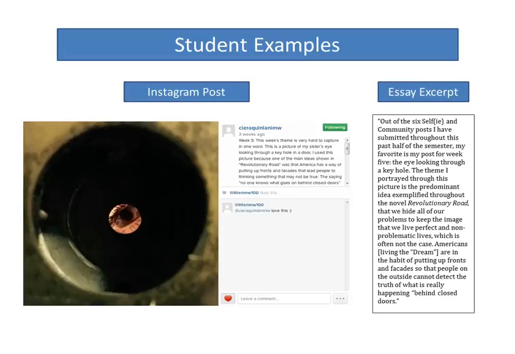The theme I portrayed through this picture is the predominant idea exemplified throughout the novel Revolutionary Road, that we hide all of our problems to keep the image that we live the perfect and non-problematic lives, which is often not the case. Americans living the dream are in the habit of putting up fronts and facades so that people on the outside cannot detect the truth of what is really happening behind closed doors.